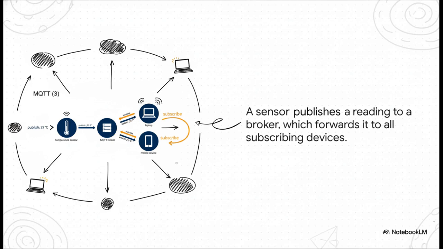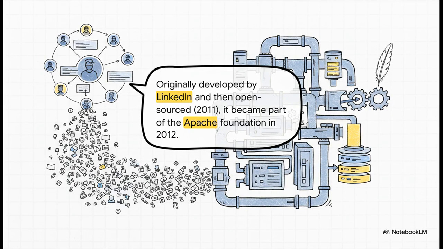You can have a tiny little temperature sensor publish its reading to a central hub, called a broker, and then any device that cares about that temperature, whether it's your phone or a server, gets the update instantly. It's just crazy efficient. Okay, now let's pivot to Kafka.